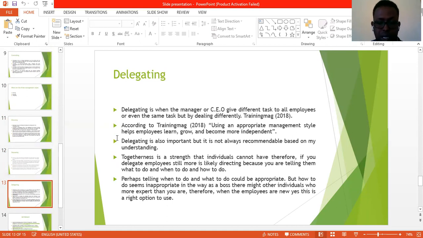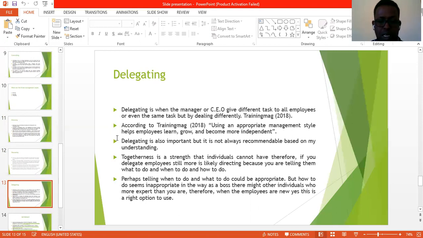Togetherness is a strength that individuals can have. Therefore, if you delegate to employees, it is still more like directing, because you are telling them what to do, when to do it, and how to do it. Perhaps telling them when to do it or what to do could be appropriate, but telling your staff how to do things seems inappropriate.